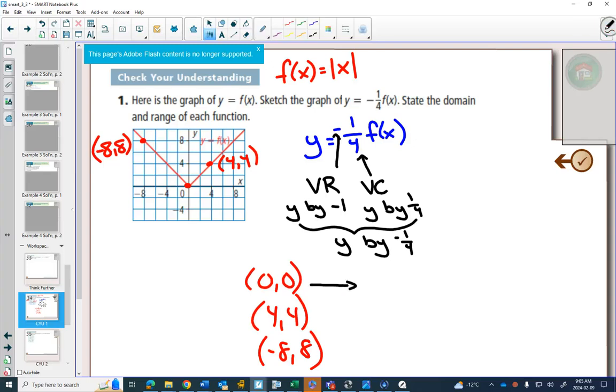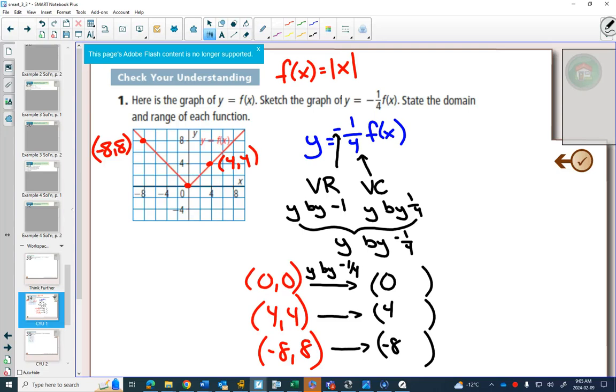Then at each of these points, this is going to be our technique that we're going to use. We're going to draw a mapping arrow and say, where does that point go? And above the arrow, you can rewrite, if you like, what we're told we need to do. We need to multiply our y values by -1/4. So that means all of my x values stay exactly the same. I'm going to have 0, 4, and -8. That's not going to change.